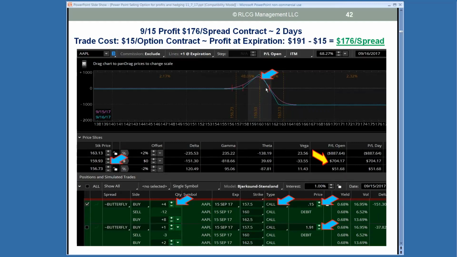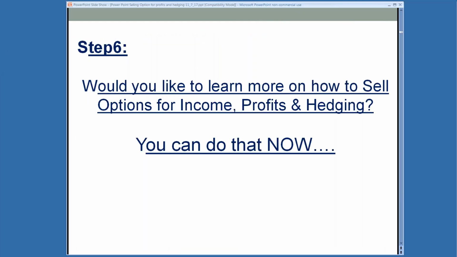Now this was the actual setup, so we didn't make quite the max, but it was going out right here where that arrow is at 159.93. So this went from a $15 debit right here to $191 debit. So there's your $176 per spread profit, which is a huge return when you look at that $15 cost or at risk.